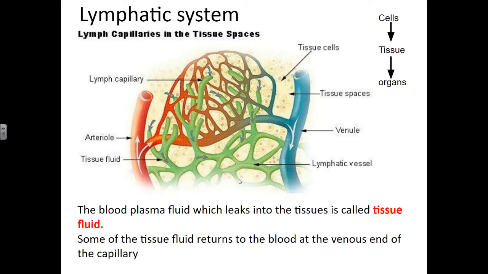So the lymphatic system is different. It's only covered at higher human biology. It's not covered anywhere else in biology in school. So the blood plasma fluid, which leaks into the tissues, is called the tissue fluid. Some of the tissue fluid returns to the blood at the venous end.